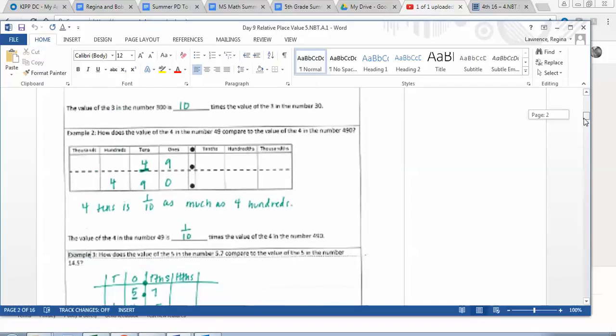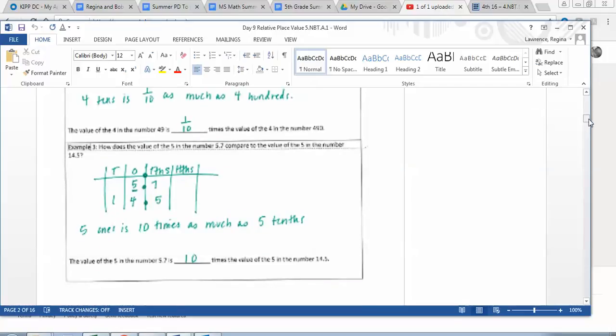Now we're going to do it with decimal numbers. Oh, actually, sorry, my bad. We're still going to do it with whole numbers. This time we're going 1/10 as large, right? And so now we're talking about 4 tens and 4 hundreds. It says the value of the 4 in the number 49, this represents 4 tens, is 1/10 as much as 4 hundreds. And so the tens is one place value slid to the right, right? And so we're going to be talking about 1/10 as much.